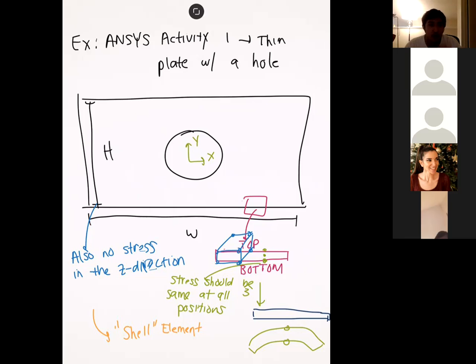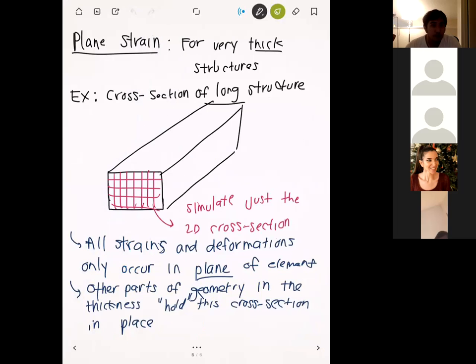Just go based on the logic that we have here, where if you expect the stress to be the same all the way through the thickness, then you can use a 2D simulation for that. And then for plane strain, if you can reasonably make the assumption that there's going to be no displacement into or out of the plane, then you can use the plane strain assumption for that as well. Okay.